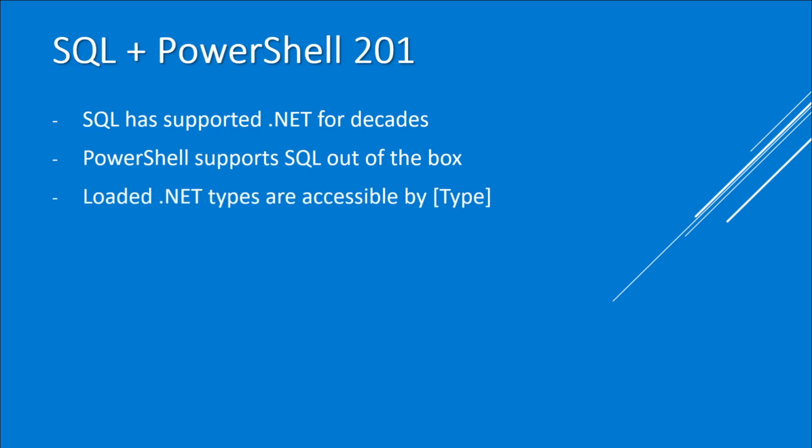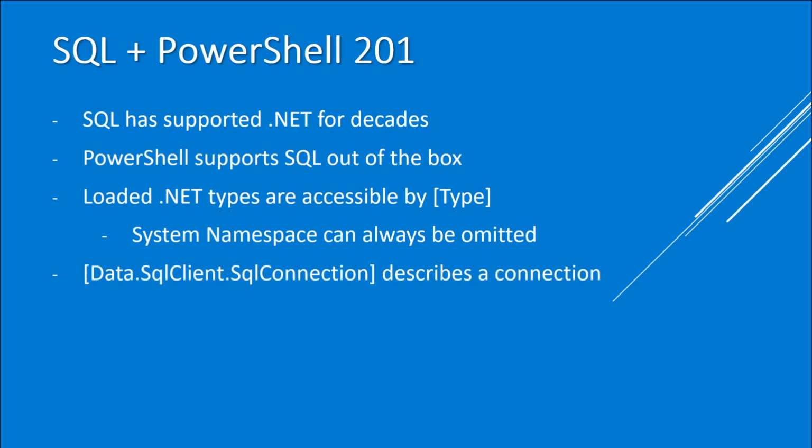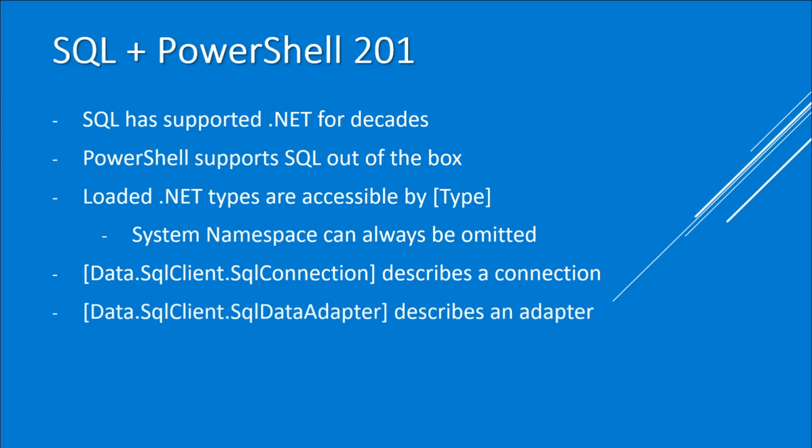Loaded .NET types are all accessible with bracket type syntax. We can always omit the System namespace. So we can refer to something like a SQL connection with [Data.SqlClient.SqlConnection], and you might also use a data adapter, that'd be [Data.SqlClient.SqlDataAdapter]. Static methods are available with ::. All types will have a constructor, or most types will have a constructor. So you can do ::new to see the constructors.